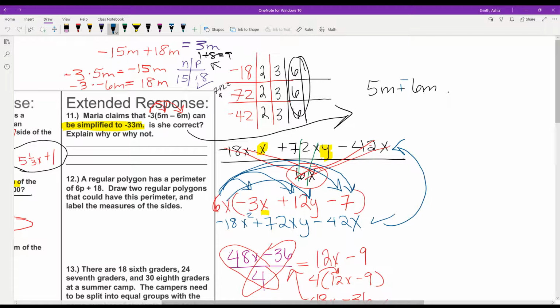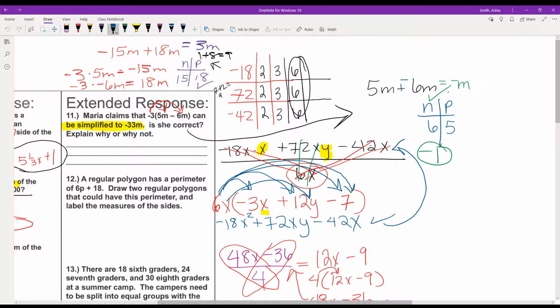5m minus 6m. It is subtracting, so we add the opposite anytime we're subtracting. And now we can do an N and P chart. How many negatives do we have? 6. How many positives? 5. Which one do we have more of? We have more negatives, so our answer is going to be negative. And how many more negatives? 1. So we have one more negative, and that means our answer would be -m.